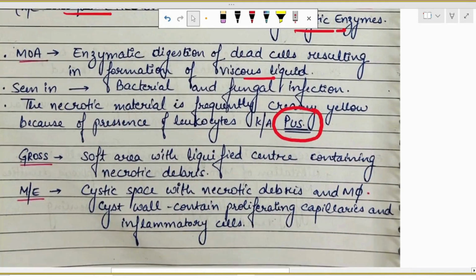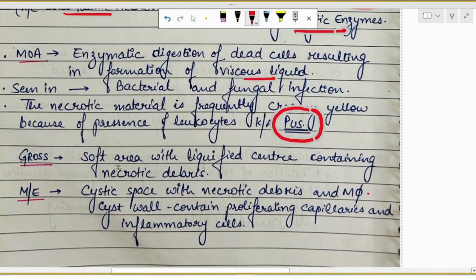So, how grossly it will present to us? There will be the soft area with a liquefied center containing the necrotic debris. That is, there would occur the soft area, and we will be able to appreciate the necrotic debris also. And how microscopy will appear? That is cystic space with necrotic debris and macrophages. The cyst wall contain proliferating capillaries and inflammatory cells. There will be proliferating capillaries and inflammatory cells.